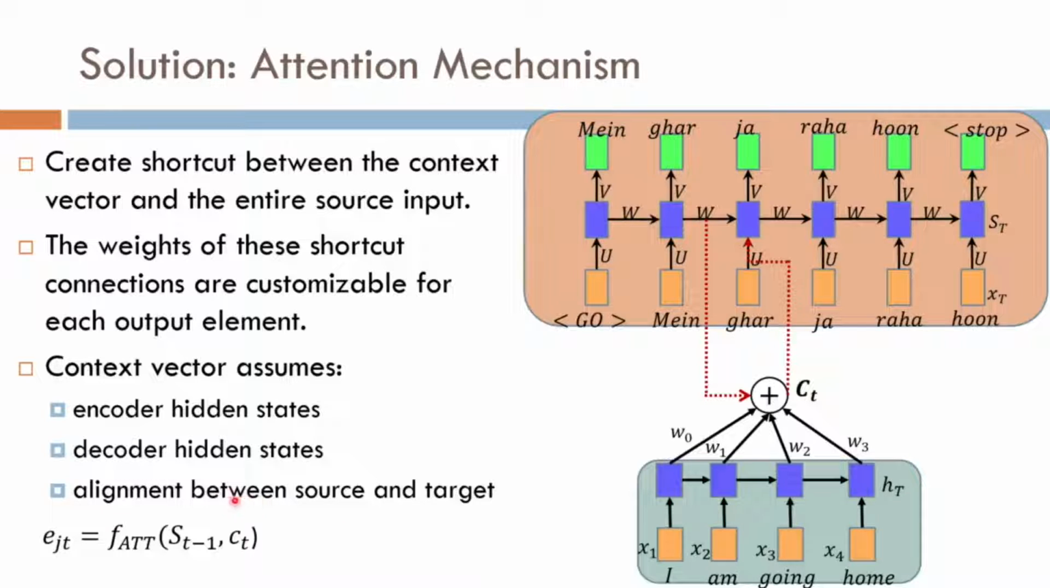That is, the attention to be paid at the jth time step, the attention to be paid to the jth hidden state of the encoder at the tth time step. We'll see now the next question: how do we compute this attention score e_jt? There are different ways of computing it, which we'll see next.